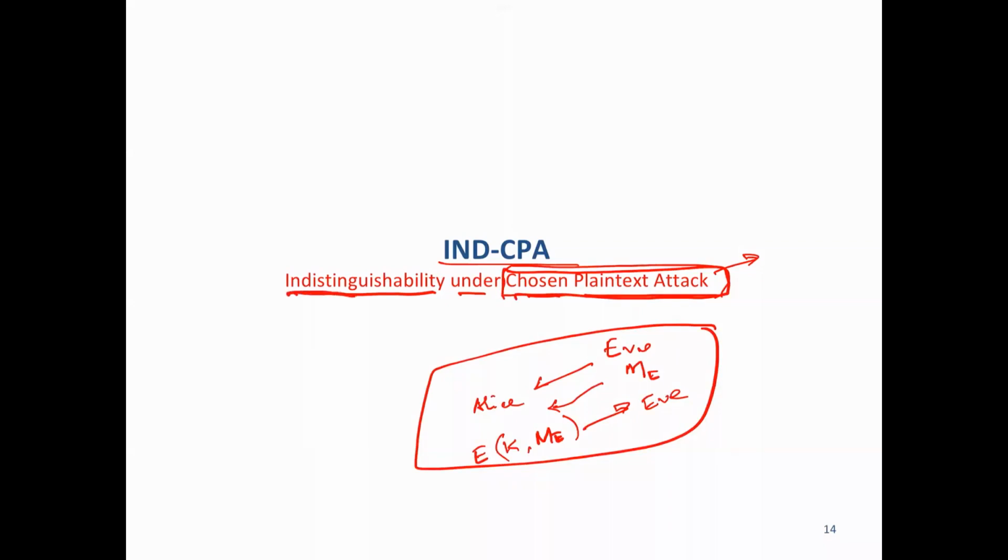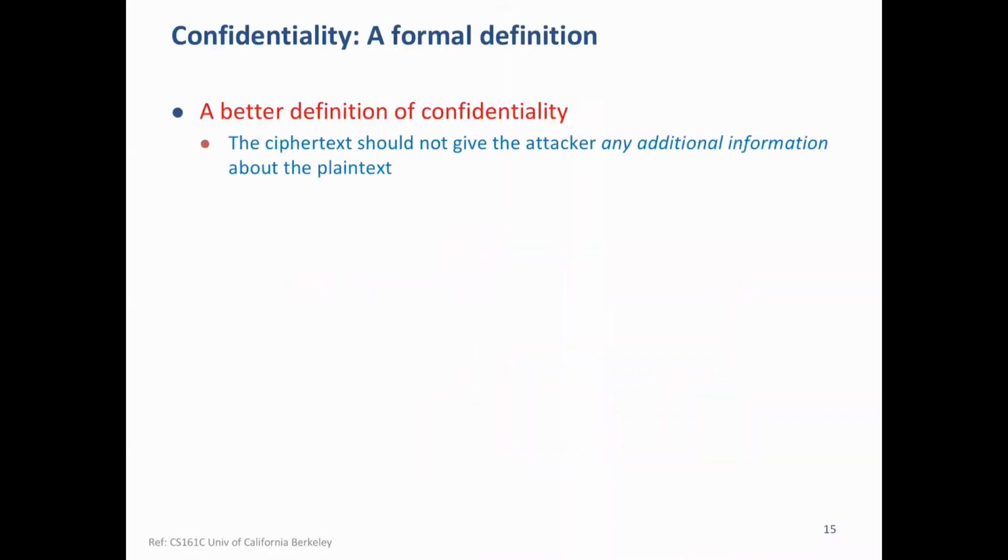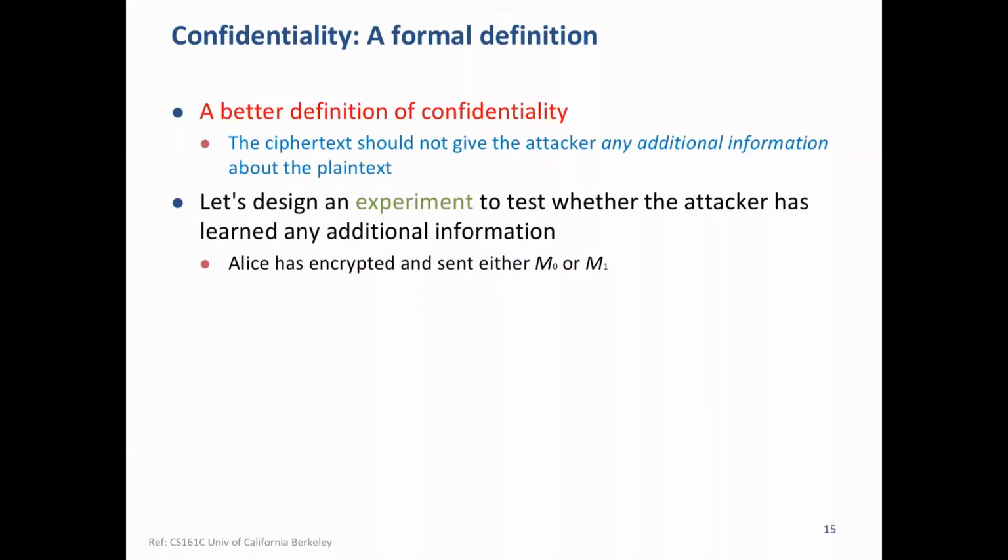Indistinguishability under the chosen plaintext model is called IND-CPA. So you look at this method, and we'll say that the scheme or the crypto algorithm is IND-CPA capable if Eve is not able to find anything under this model, not able to guess anything. So a better definition of confidentiality is that the ciphertext should not give the attacker any additional information about the plaintext.